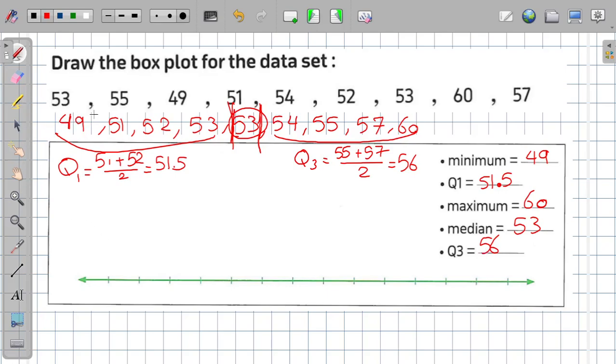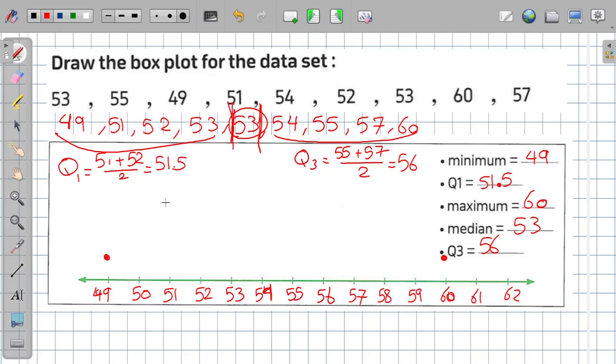Okay, so the minimum value here is 49 and the maximum value here is 60. So on the number line, we will start with 49 and we will end with 60. So I have 49, 50, 51, 52, 53, 54, 55, 56, 57, 58, 59, 60, 61, and 62. Okay, so the minimum number is 49. So I will draw a point at 49. And the maximum value here is 60. So I will draw a point at 60.